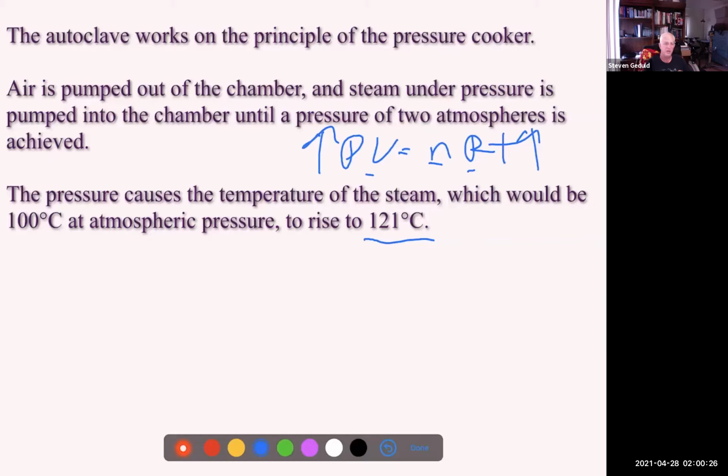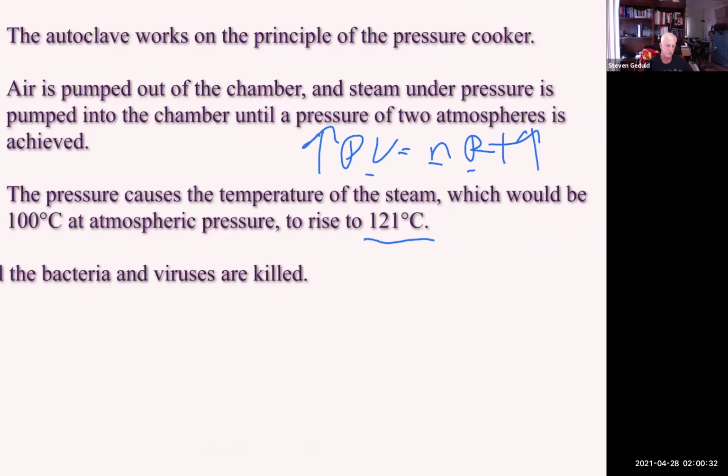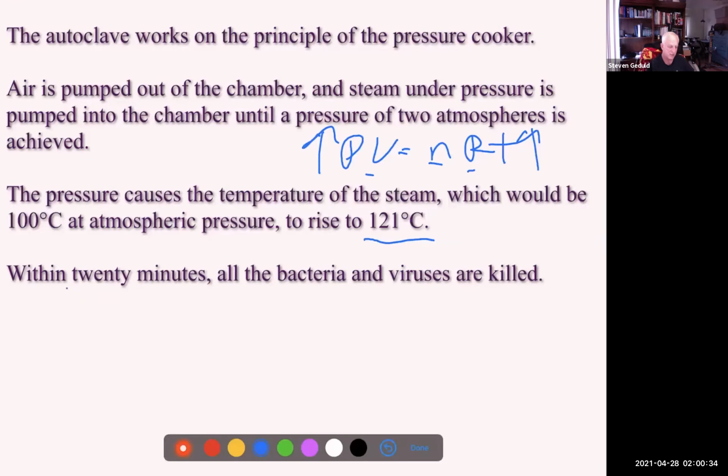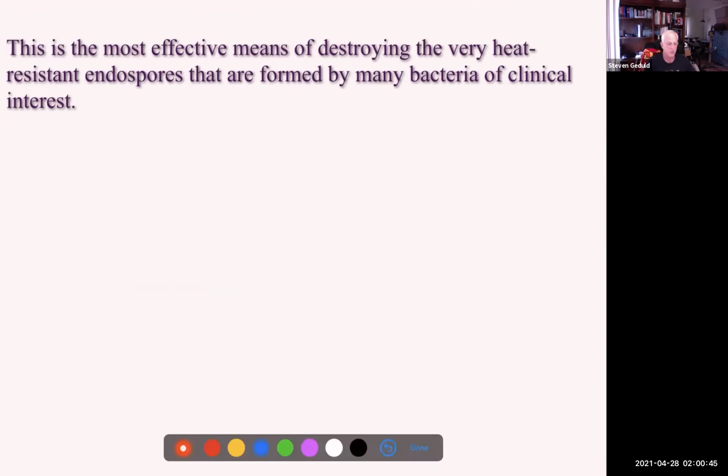Every autoclave has to be tested by the government every week. I send in a strip. My autoclave runs at 20 minutes. All the bacteria and viruses are killed, and that's what sterilizes your instruments. That's how it works. This is the most effective means of destroying the very heat-resistant endospores that are formed by many bacteria of clinical interest, like hepatitis B spores.